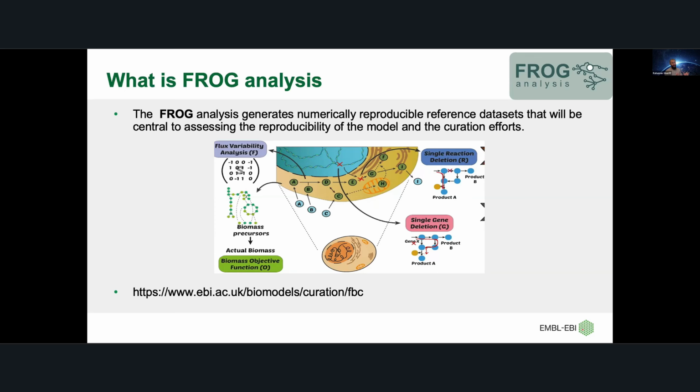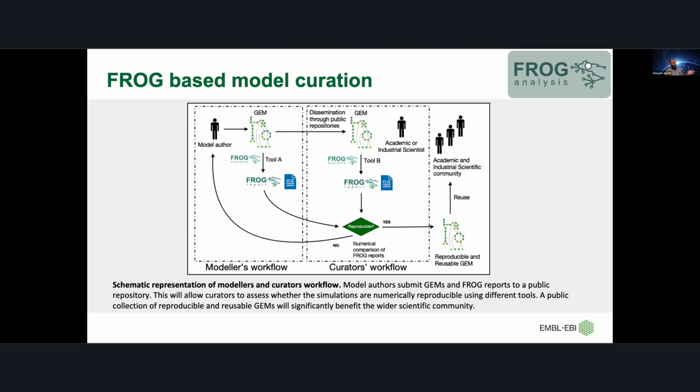So you perform these 4 different analyses, which provides you a reference data set which is numerically reproducible. What we recommend is that a modeler generates this FROG report, which consists of this FROG analysis outcome, and shares it with the model. With this, anyone else can pick the model and make sure that they can rerun these reference analyses and get the same reference data set and know that the model is indeed reproducible. Once we have that, then we can reuse this model or component of the model with confidence.